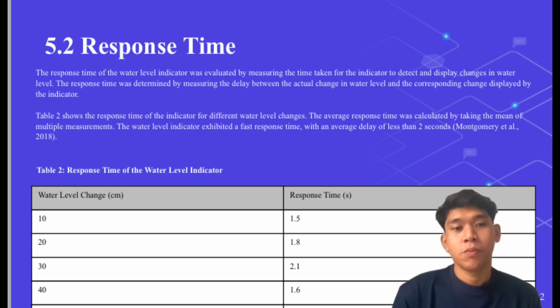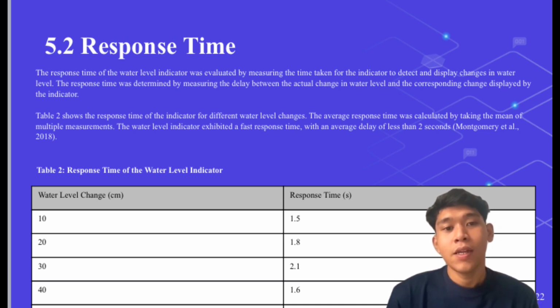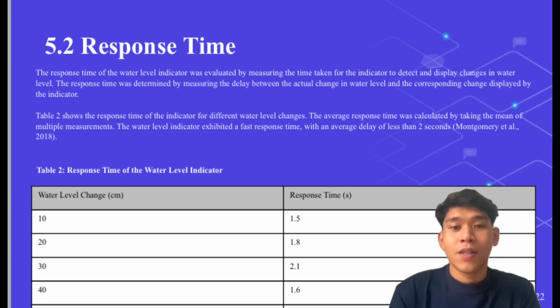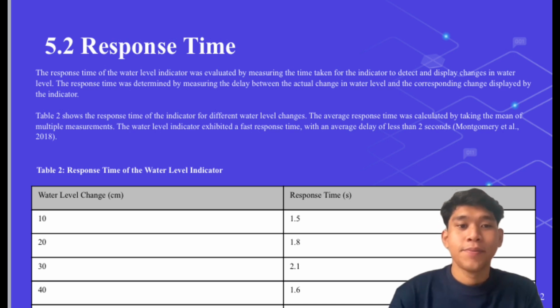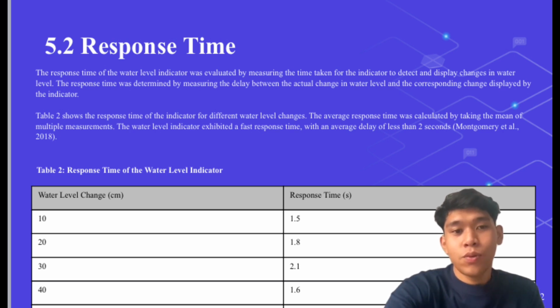The average response time was calculated by taking the mean of multiple measurements. The water level indicator exhibited a fast response time with an average delay of less than 2 seconds. This is Table 2, which shows the response time of the water level indicator.